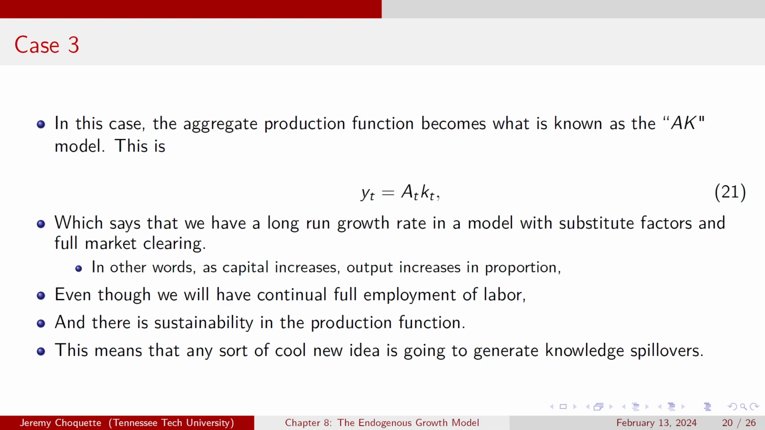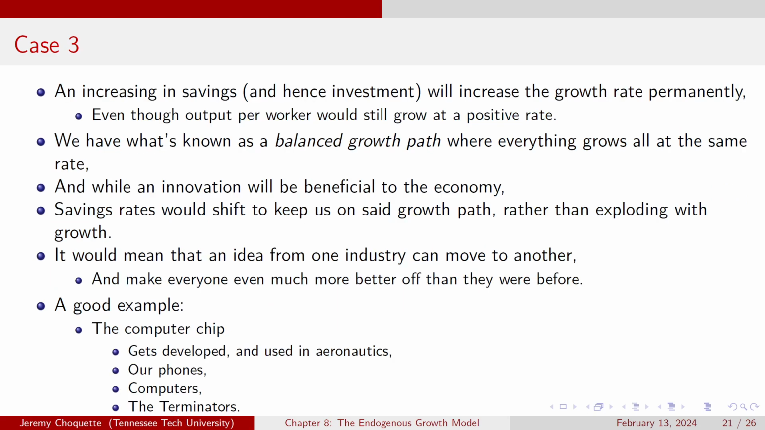So any sort of cool new idea generates knowledge spillovers to other parts of the economy. So say an increase in savings, hence investment, increases the growth rate permanently, even though output per worker still grows at a positive rate. And we have what's known as a balanced growth path, where everything grows at the same rate. And so an innovation in this economy is beneficial. Saving rates would be shifting to keep us on the growth path rather than exploding with growth, which means an idea from one industry can then move to another and make everyone much better off than they were before.